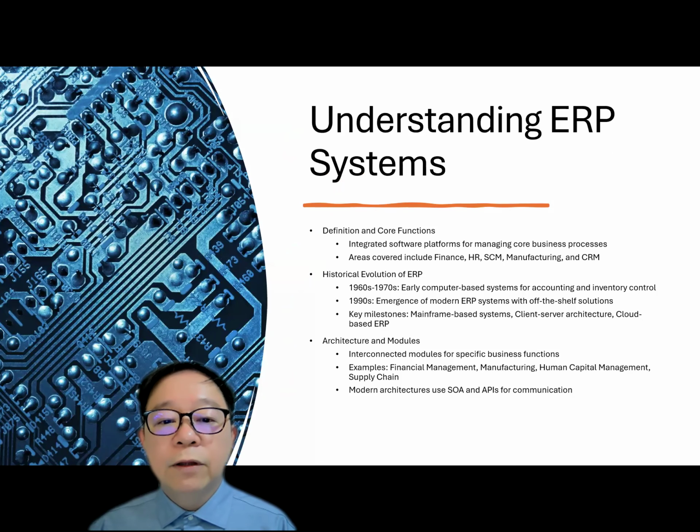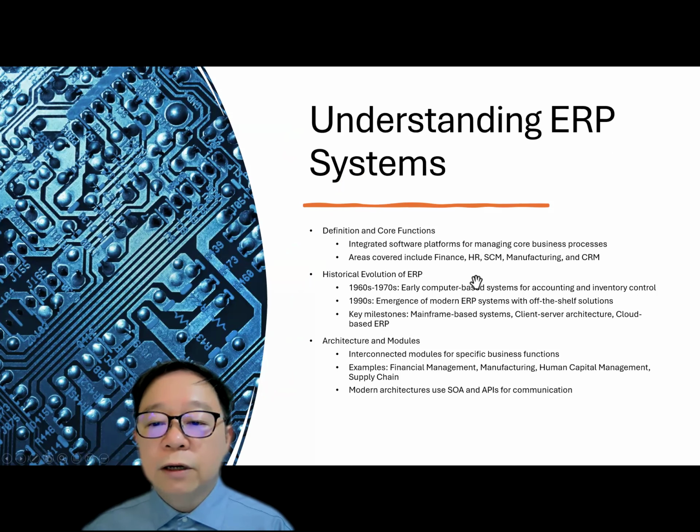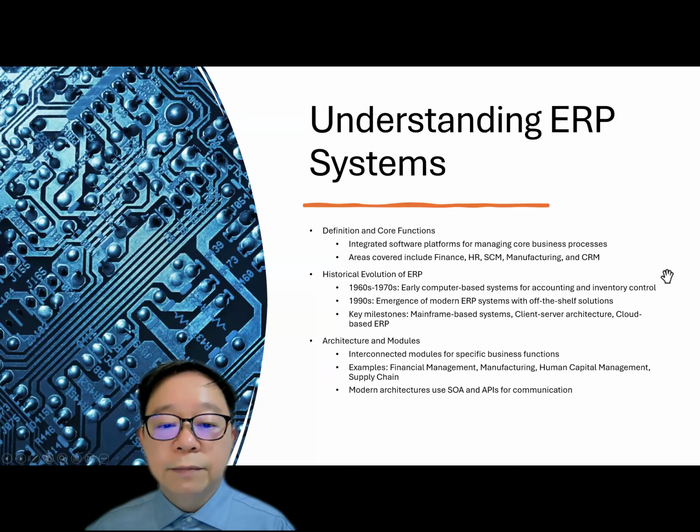Right. So here is some of the typical ERP system. They integrate the software for the core business processes. It's not every aspect of the business that will be automated by an ERP system, right? Yes, finance is very important. HR, supply chain management, manufacturing, CRM. ERP started a long time ago, in the 1960s and 70s. The early computer systems for accounting and inventory, you can consider as an early ERP system, right?